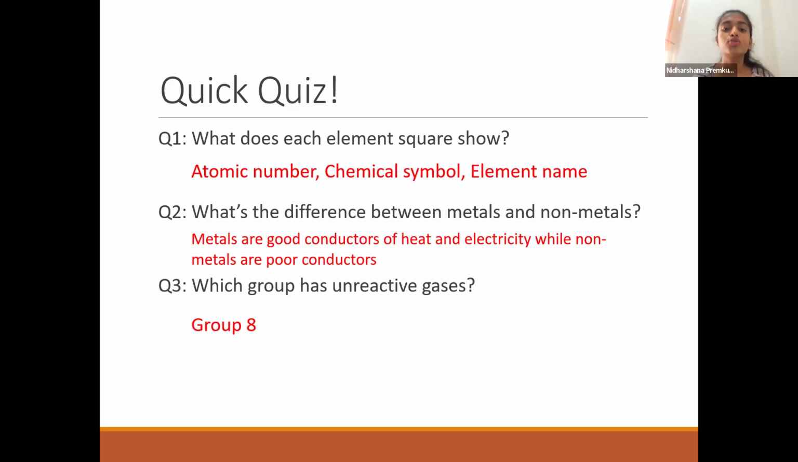So which group has unreactive gases? Group number 8, group number 18, or group number 0. All three of them are the same.